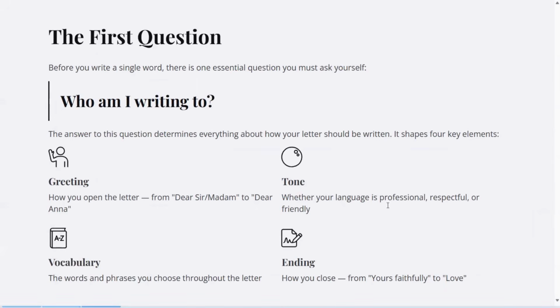Before you start writing, there is one essential question. Who am I writing to? This question decides almost everything in the letter. It decides the greeting, the tone, the vocabulary, and the closing. If the candidate is writing to a company, a hotel, or a department, the letter will likely be formal. If you're writing to a teacher, a neighbor, a manager you know, the letter can be semi-formal, that is, someone you know, but not very well. If you're writing to a friend or family member, the letter is informal.